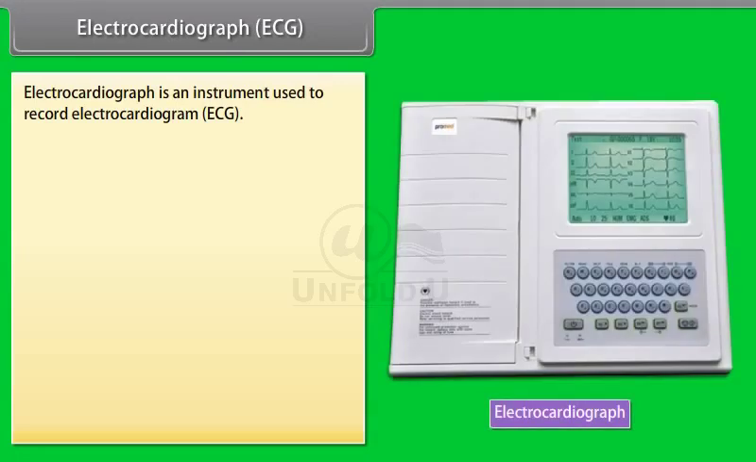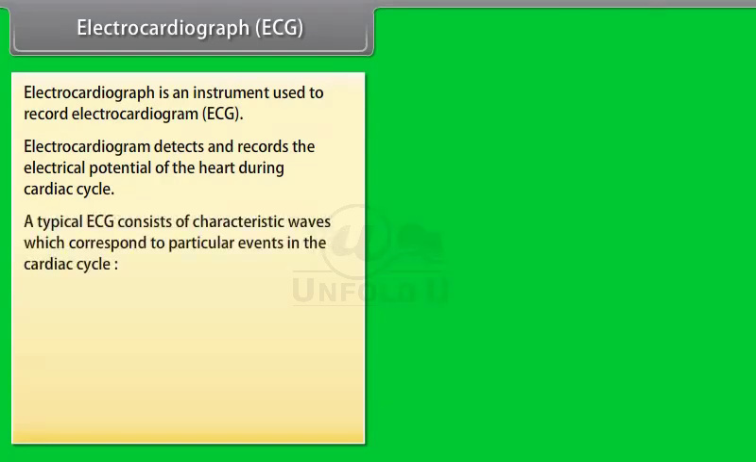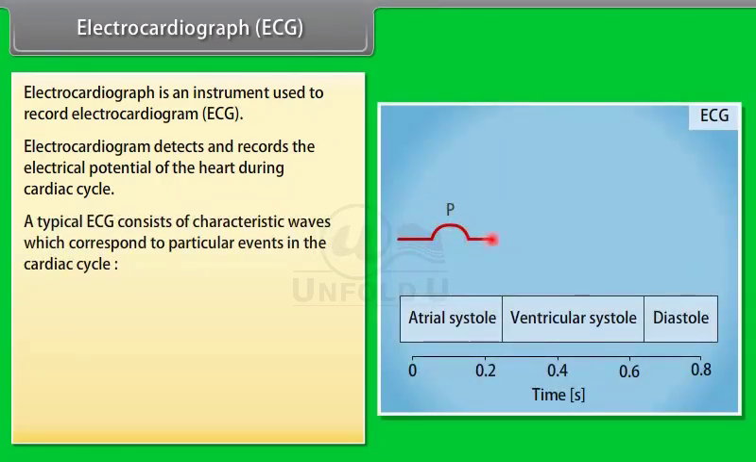Electrocardiograph, ECG. An electrocardiograph is an instrument used to record the electrocardiogram, ECG. The electrocardiogram detects and records the electrical potential of the heart during the cardiac cycle. A typical ECG consists of characteristic waves which correspond to particular events in the cardiac cycle.